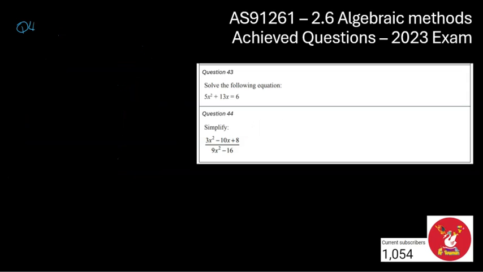We are now on to question 43. Geez, we're going rapid fire through these ones. Those all seem to be nice, quick, easy achieved questions. For 43, we've been asked to solve this quadratic.